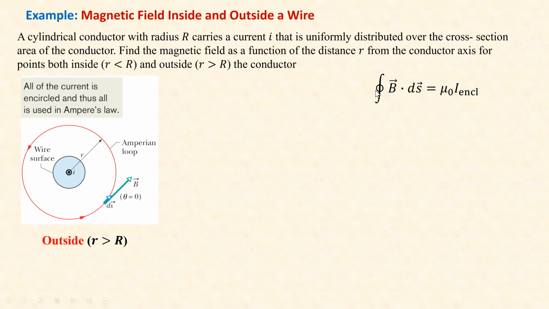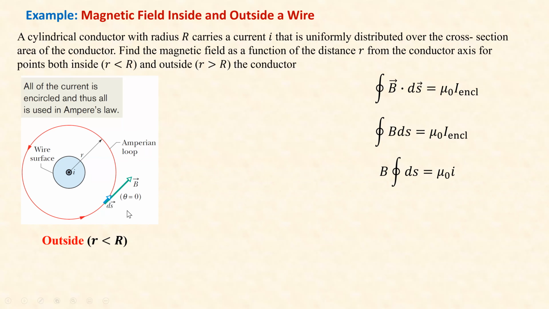Then the integral of B dot ds should be equal to mu naught times I enclosed. Because B and ds are in the same direction, B dot ds becomes B times ds. Because of symmetry, B is the same everywhere, constant for all of these ds's that you take at different places along the loop. So B can come out, and it becomes B times the integral of ds only. On the other side, the enclosed current is the total current of the wire.